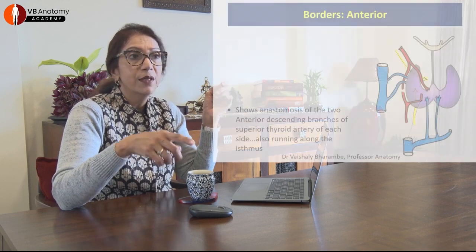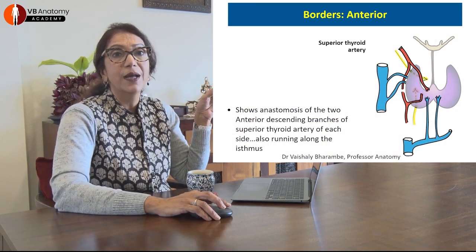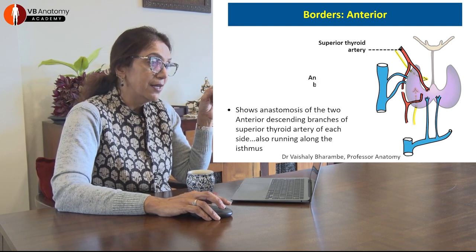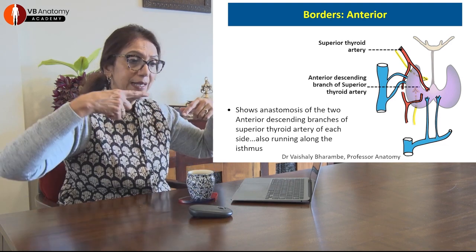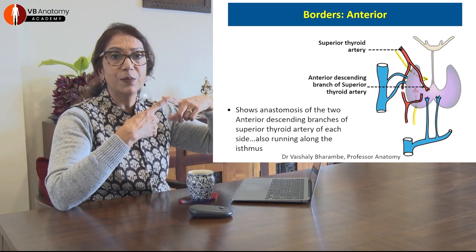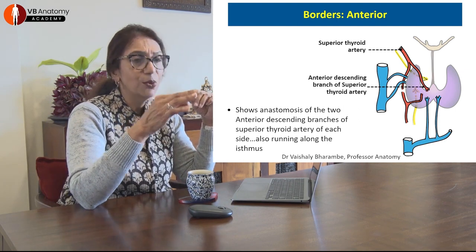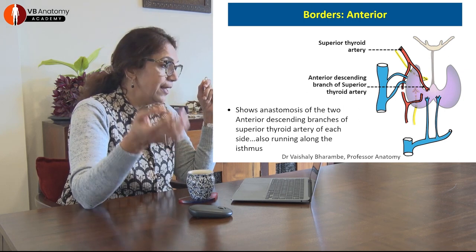It's such a soft tissue. How do I know which is the border? Right, it's a good question. You will know which is the anterior border by following the superior thyroid artery. Superior thyroid artery gives rise to an anterior descending branch that runs on the anterior border and then anastomoses with the fellow of the opposite side over the isthmus. So that artery is a very good indication for where the anterior border of the thyroid gland is.